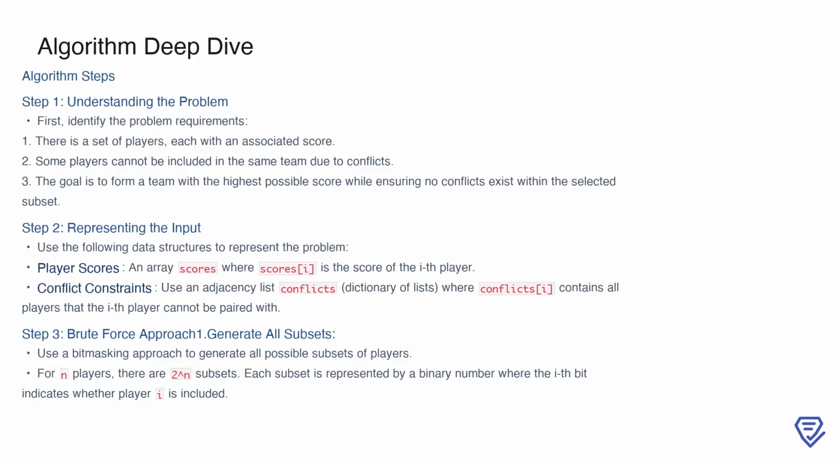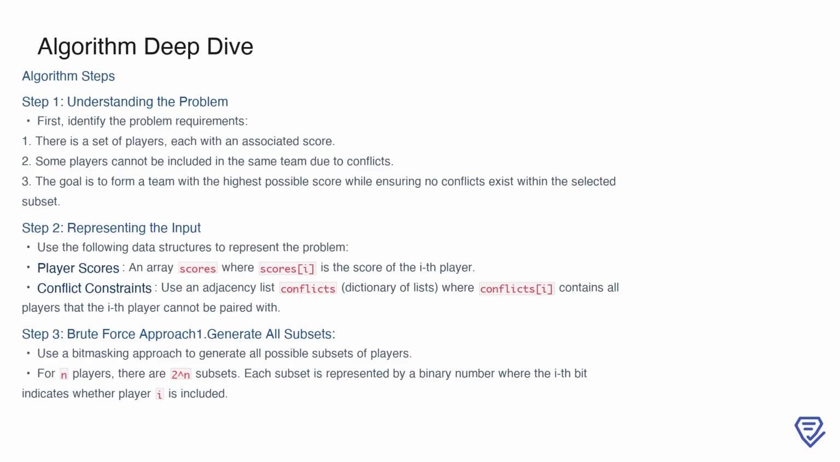Now, to represent the input, we use two main data structures. The first is an array called scores, where each index corresponds to a player's score. The second is an adjacency list called conflicts, which maps each player to a list of players they cannot be paired with. With these in place, we can start thinking about how to find the best team.